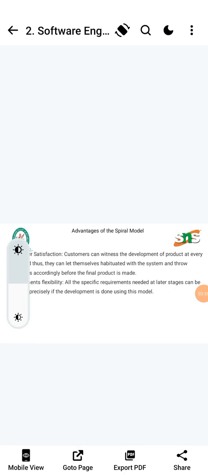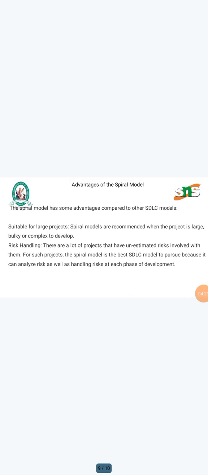Advantage of spiral model. The customer can witness the development of the product at every stage and thus they can get themselves habituated with the system and throw feedbacks accordingly before the final product is made. Requirement flexibility. All the specific requirements needed at later stages can be included precisely if the development is done using this model. The spiral model has some advantages compared to other SDLC models.